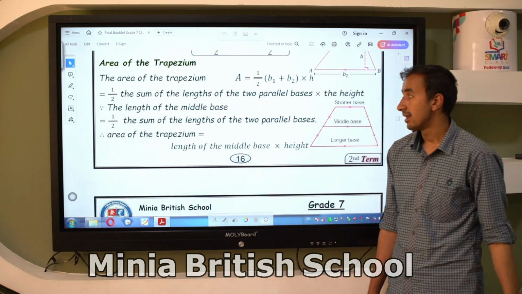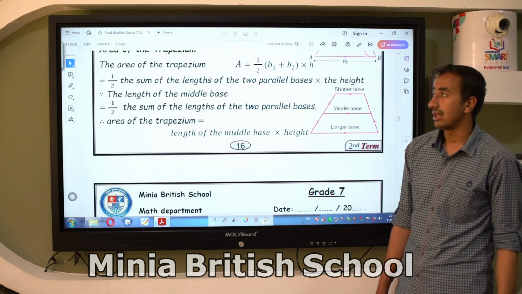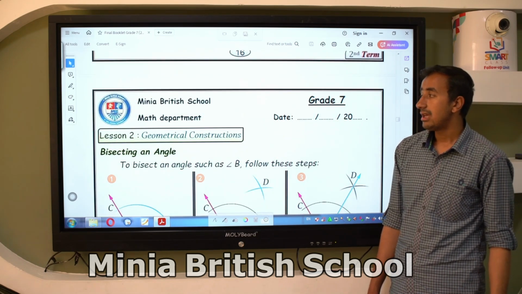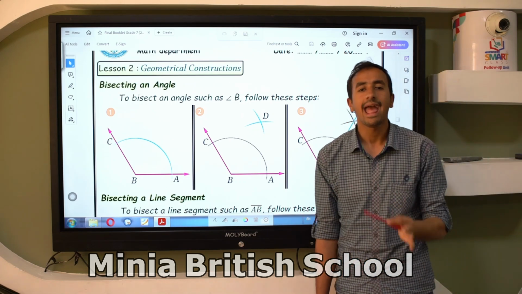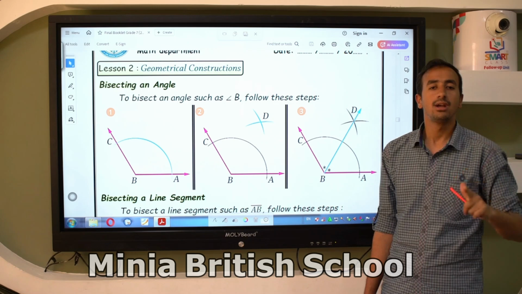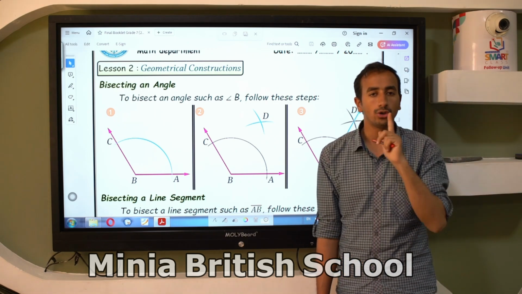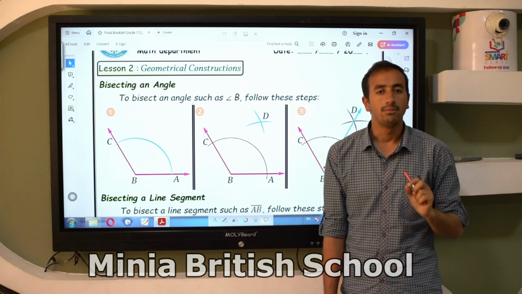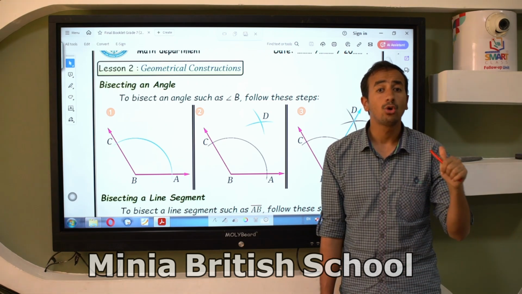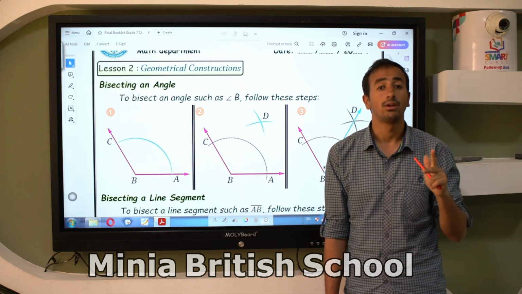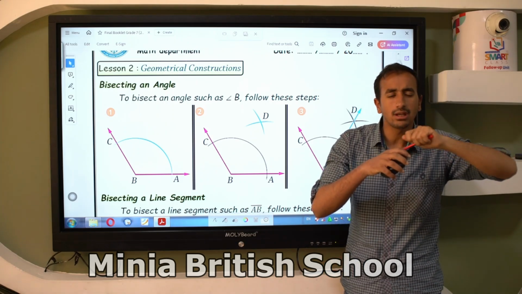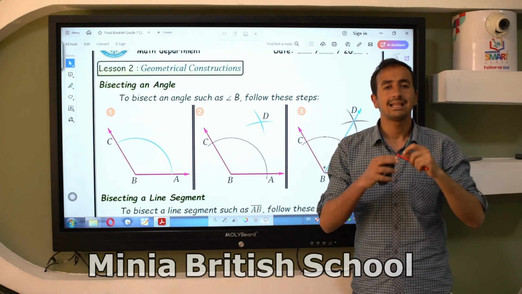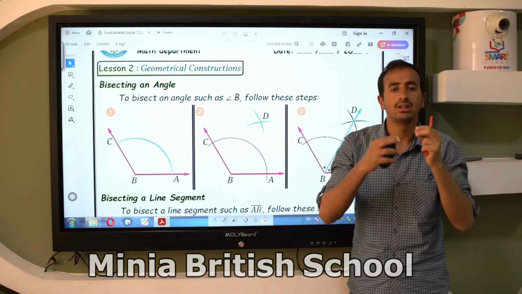By the end of this area of trapezium, we finished lesson 1, area in geometry. Now we have lesson 2, geometric constructions. This whole lesson is about how to draw using a compass, ruler, and pencil. Don't draw using your pen. It's an important note: don't draw without using a ruler or compass, or you must set the compass perfectly to make the up and down clearly.